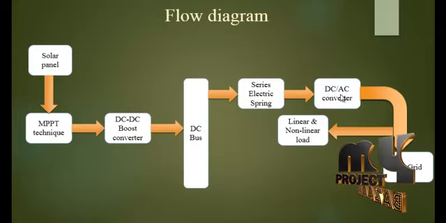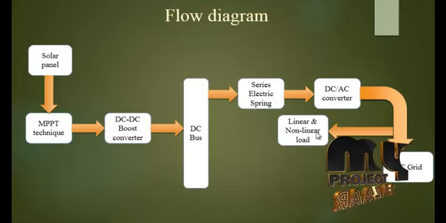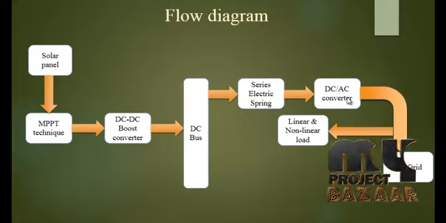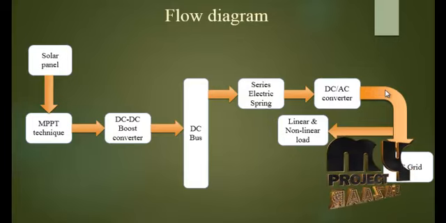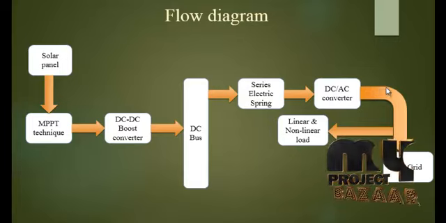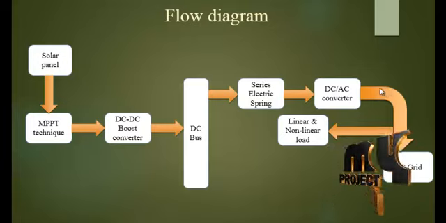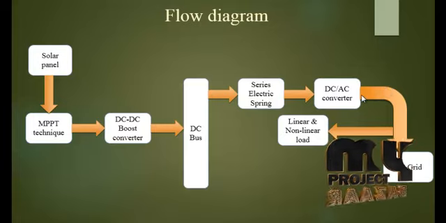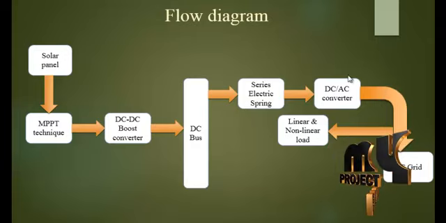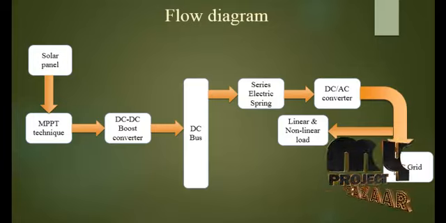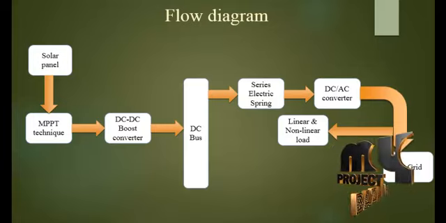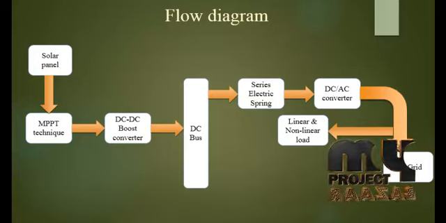Again, these levels are reduced in the intermediate section. We can use different types of filters, for example an LC filter, ripple filter, or RL filter, to reduce the harmonics level. Then we can supply the conventional AC grid, and we can also utilize or store the energy in the AC power.